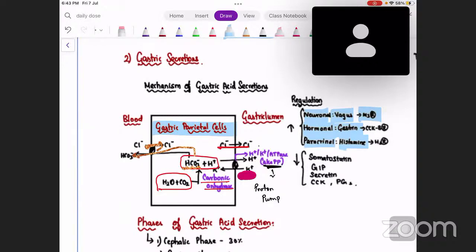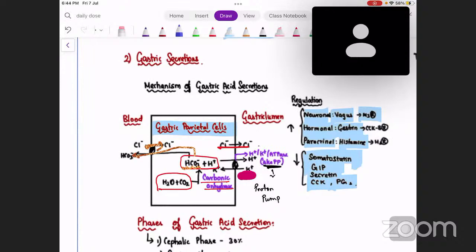Similarly, for the vagus M3 receptor, we can give antagonists like pirenzepine, telenzepine, M1 and M3 receptor antagonists, for gastric acid suppression, because the vagus nerve increases your gastric acid secretion. Apart from that, what can decrease gastric acid secretion? Somatostatin, gastrointestinal polypeptide GIP, secretin, CCK, and prostaglandins. So far we have these 3: neuronal, hormonal, and paracrine regulation.